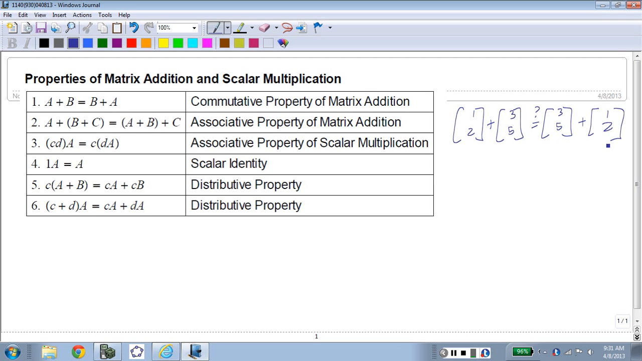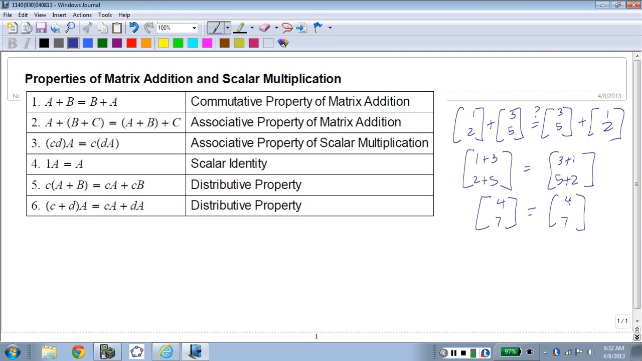I believe so. It basically works because if we add these, 1 plus 3 goes right there, and 2 plus 5 goes right there. If we add these, 3 plus 1 goes right there, and 5 plus 2 goes right there. And because addition is a commutative property for the set of real numbers, if we add 1 and 3, we get the same thing as if we add 3 and 1, we get 4. And if we add 2 and 5, we get the same thing as if we add 5 and 2, we get 7.